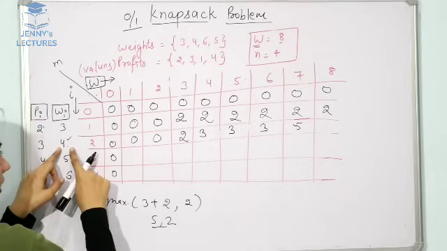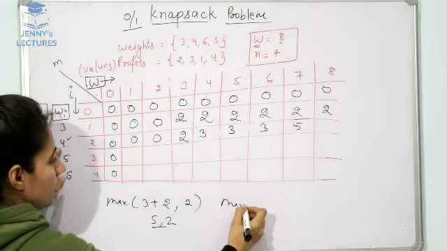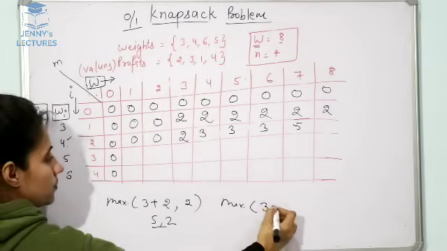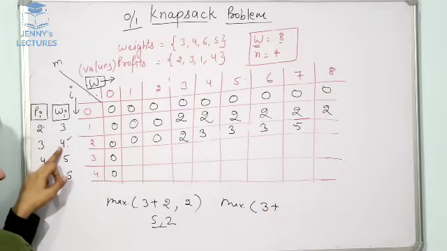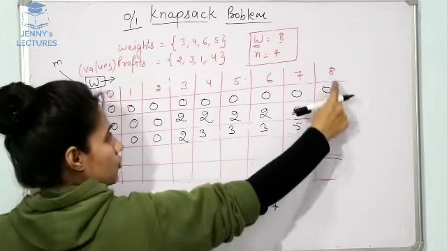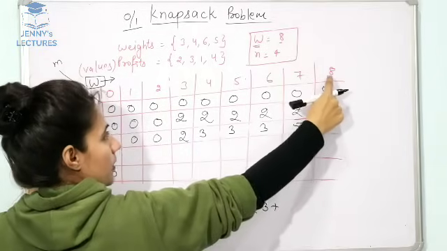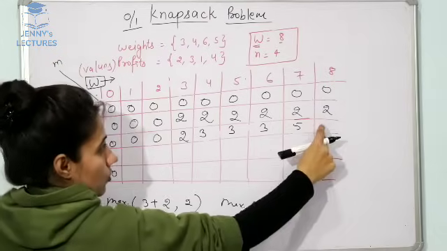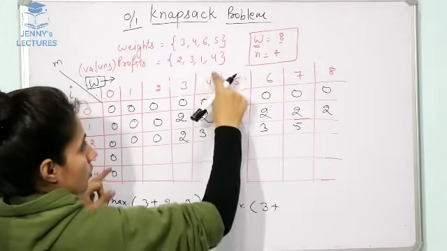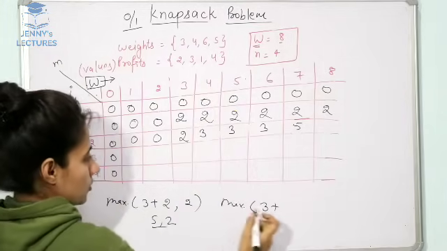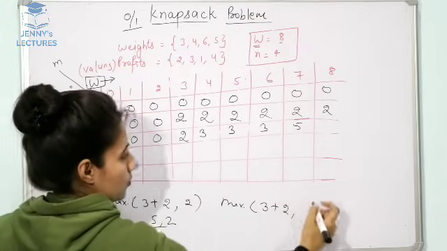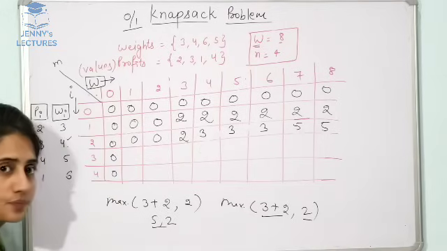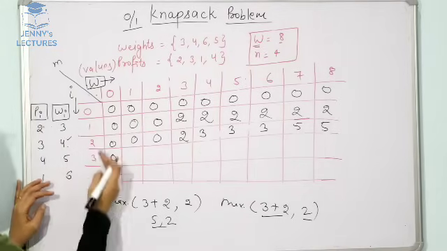Sorry. For this one, same case. Suppose we have selected this 4, then you have to find out the maximum. If you selected this 4, then profit is 3. 3 plus, we have selected this 4, but the total weight is 8. The remaining weight is 8 minus 4, that is 4. Now go to the upper row and find out the column having weight 4. Here profit is 2. 3 plus 2, and in the upper row we have 2. Maximum of this one is 5. Now the i value is increased by 1.